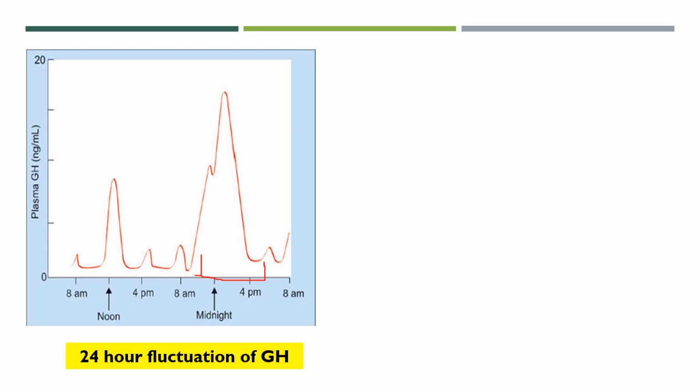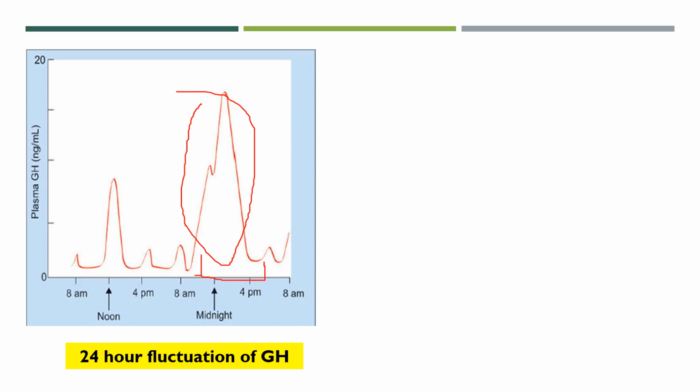Approximately 70% of total 24 hours of growth hormone secretion occurs during this slow wave sleep. So maximum secretion, we can see that it happens during the sleep. That's why especially in children, it is advised that they have to sleep more to attain normal growth. Those who have sleeplessness, they do not gain weight. So this is the 24-hour fluctuation of growth hormone.